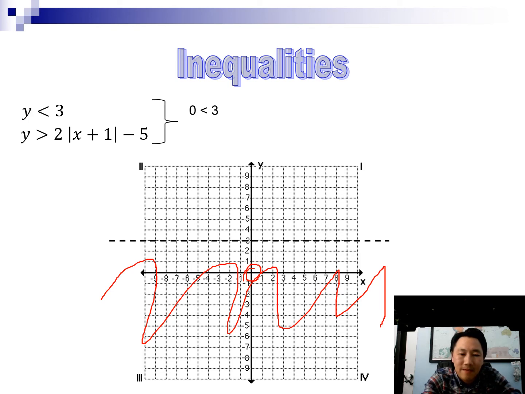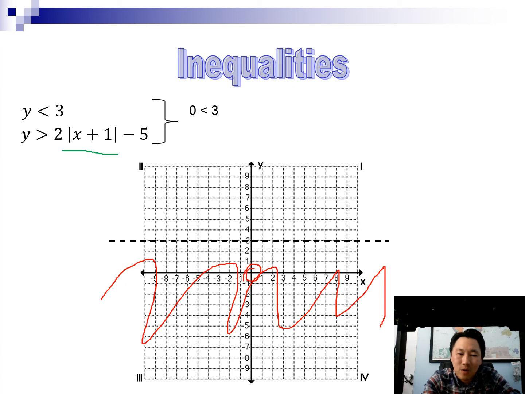Okay, and that's it. Let's graph the second one now. We'll use green. This one is an absolute value graph. I hope you guys remember that from the last chapter. Absolute value graphs look like the letter V.